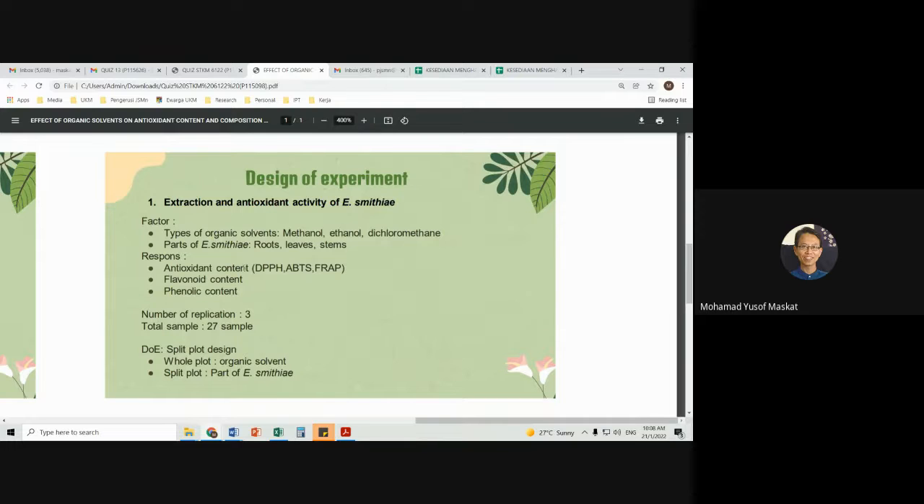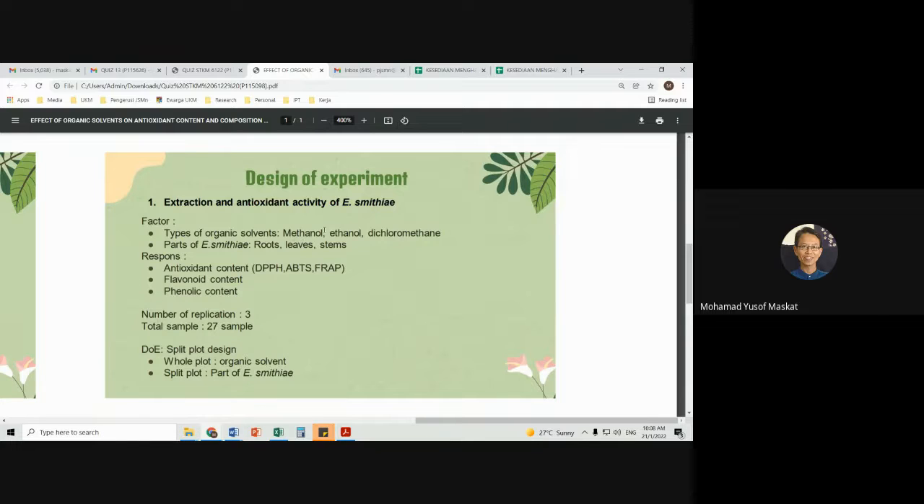Okay, and then the response, she has 3 responses. Actually 5 responses. Antioxidant content based on the DPPH, ABTS, and also FRAP, and also flavonoid content, and also total phenolic content.